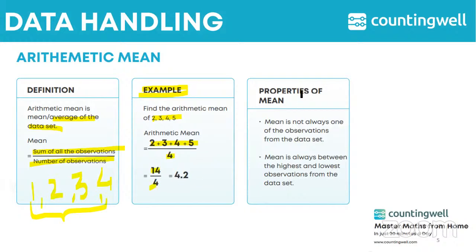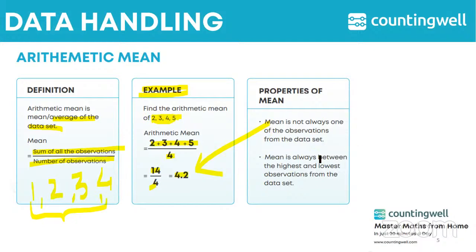Let us see what are the properties of mean. It is not always one of the observations from the data set. For example, in this case, the numbers are 2, 3, 4, 5, but the mean is 4.2, which is not from this set. Correct? So this is one property.